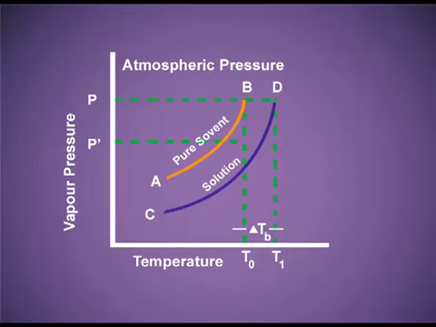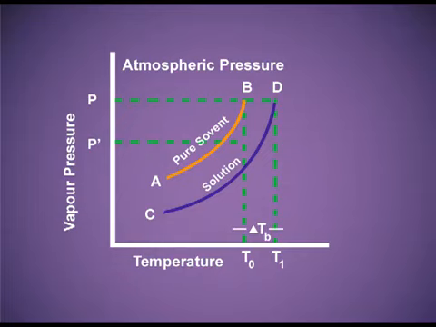Now, from the graph you can see that T naught B is the boiling point of pure water, because at T naught B, the vapor pressure is equal to atmospheric pressure. Just see the point B. And at this temperature, the pure solvent will boil.